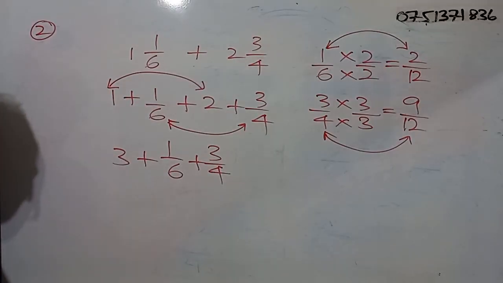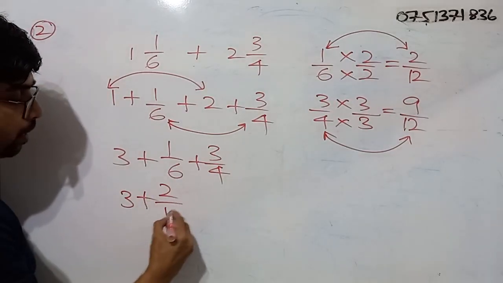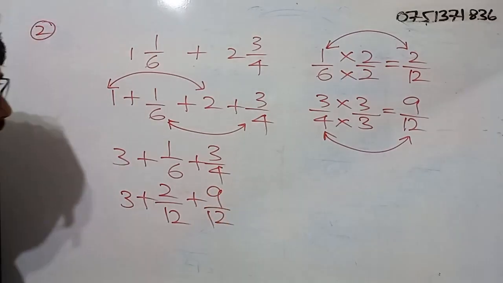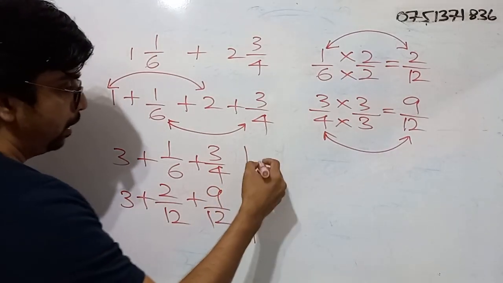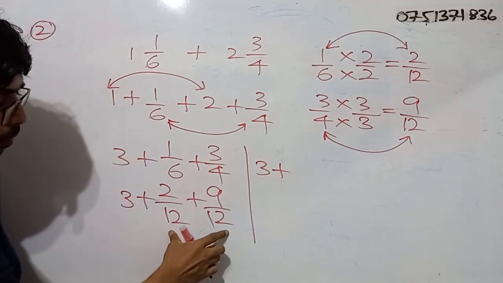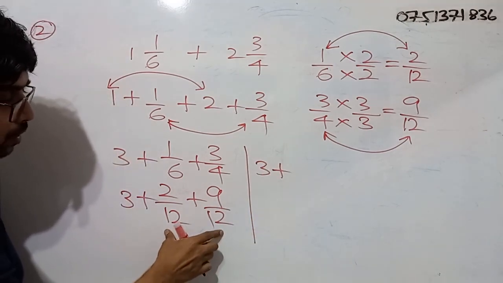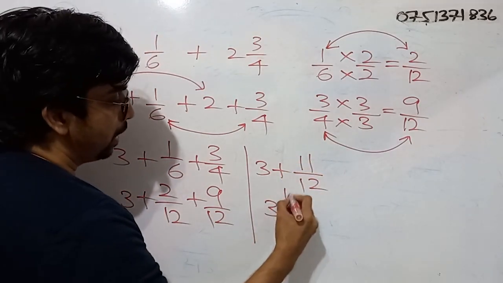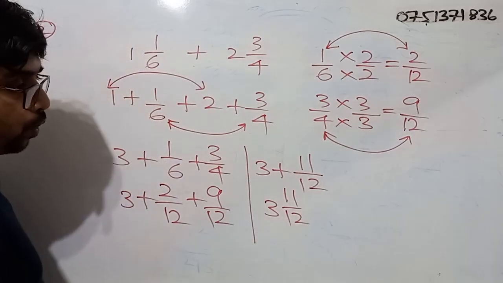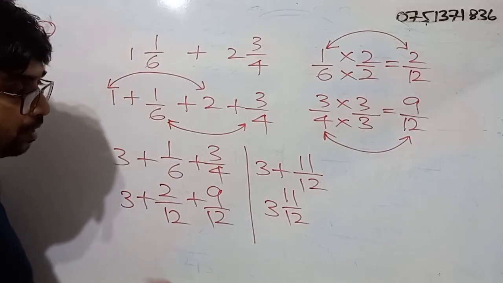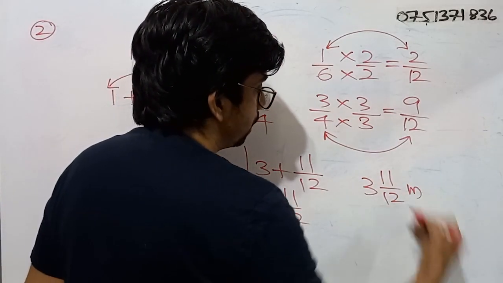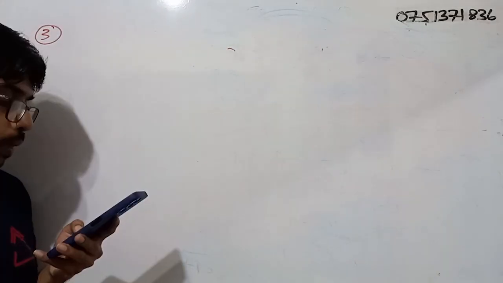Now these two fractions are what? Equivalent fractions, right? So 3 plus, instead of 1 by 6 I can write 2 by 12, and instead of 3/4 I can write 9 by 12. Right, so I will continue over this side. So 3 plus, so what's the outcome of these two fractions? When we add these two together, we get 11 by 12. So that means 3 and 11 by 12. So the total amount of material required is what? 3 and 11 by 12 meters. That's the answer.